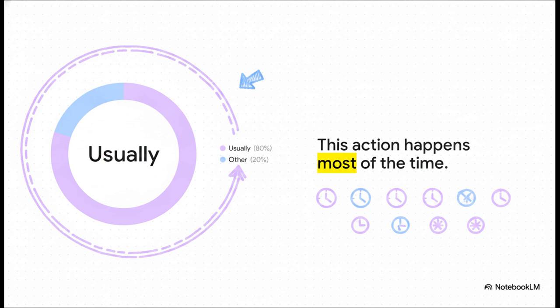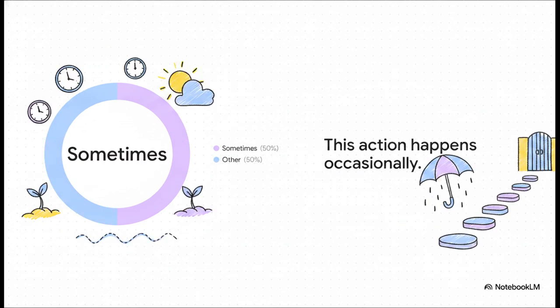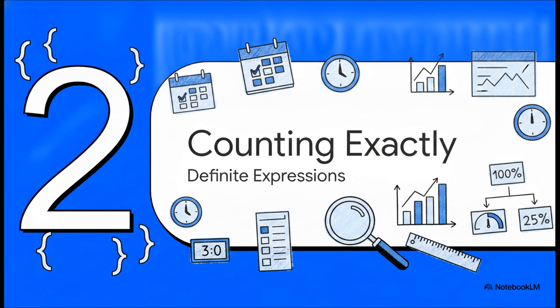Then there's sometimes, which is just that perfect middle ground word. It highlights an action that only occurs a fraction of the time, right around that 50% mark. It basically tells your listener that this event is a part of your life, but it certainly doesn't dictate your whole schedule. It's purely occasional. Moving right along to part 2, counting your actions.